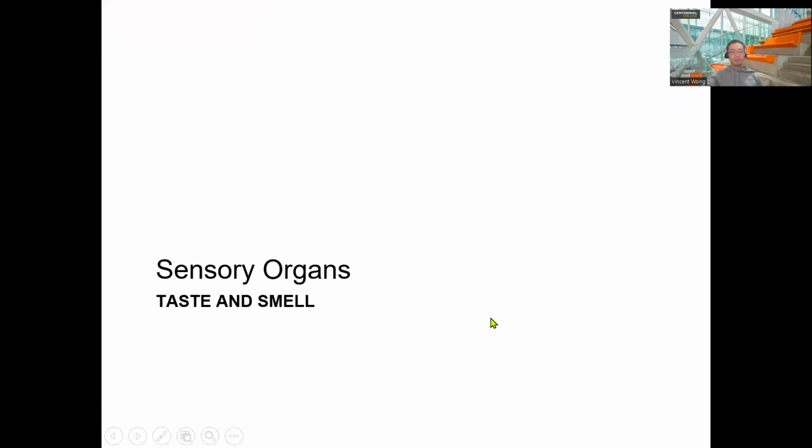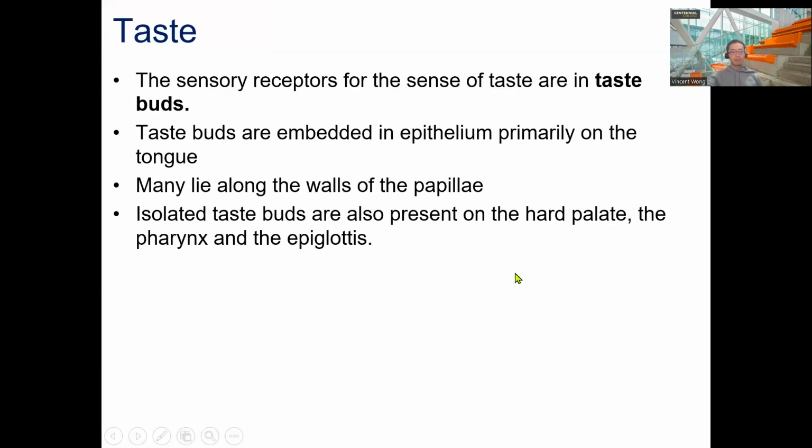Okay, moving on. Taste and smell. Taste. Sensory receptors for the sense of taste. Okay, so for taste are in taste buds. So where do we find the taste bud? I'll show you on a picture.